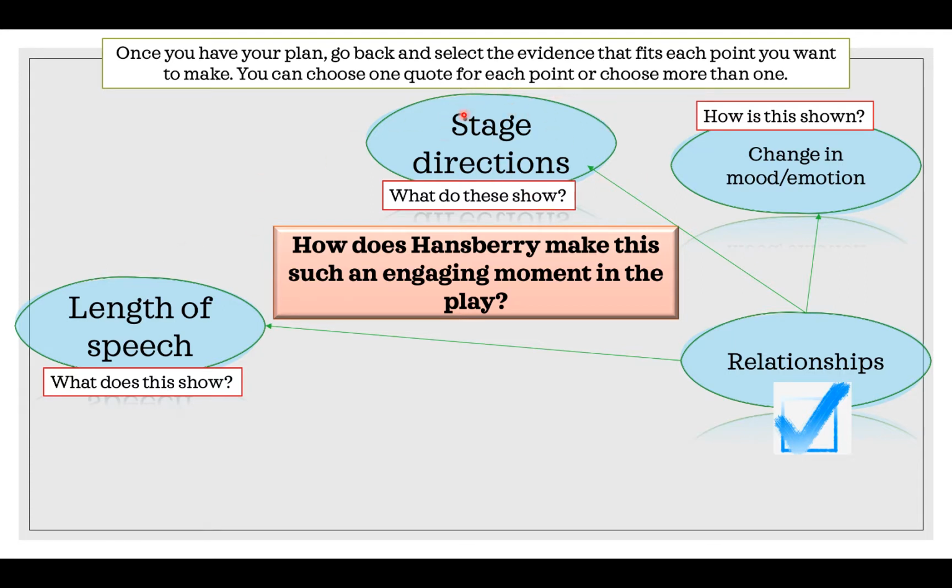If I'm going to be looking at stage directions, then I need to be very specific about what is shown through the stage direction. If I'm saying that stage directions somehow tell me something about relationships, what specifically do they show? And the same for length of speech. What does it show? If somebody speaks for a long time, what does it show? If somebody speaks for a short time, what does it show? If this flips and different people speak for a long time, what does that show?